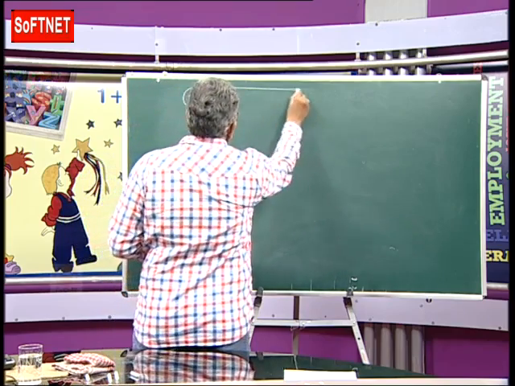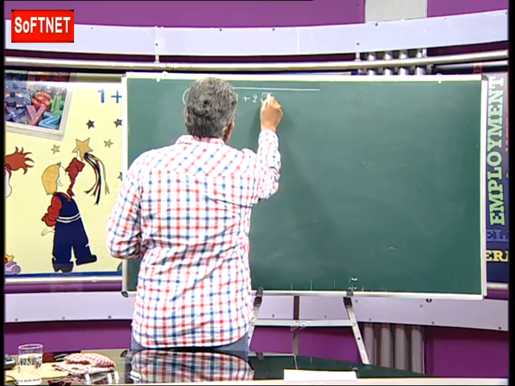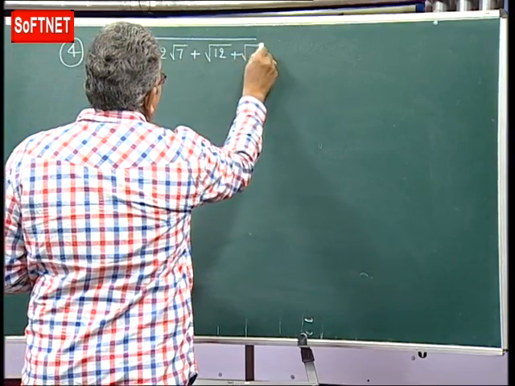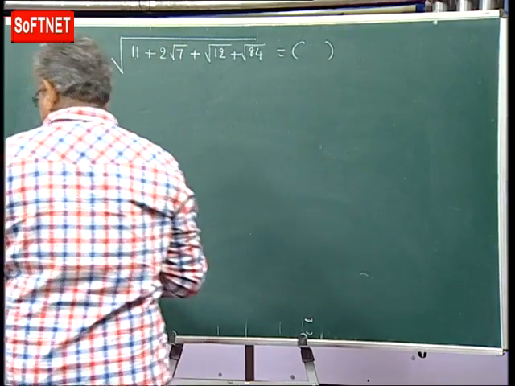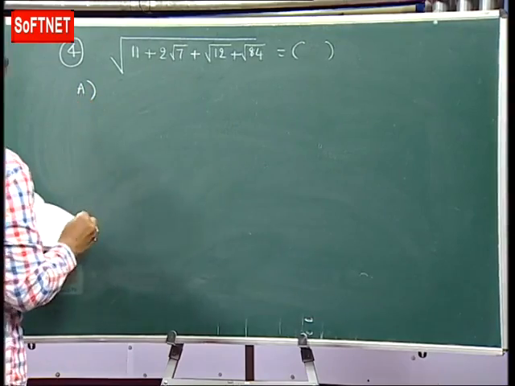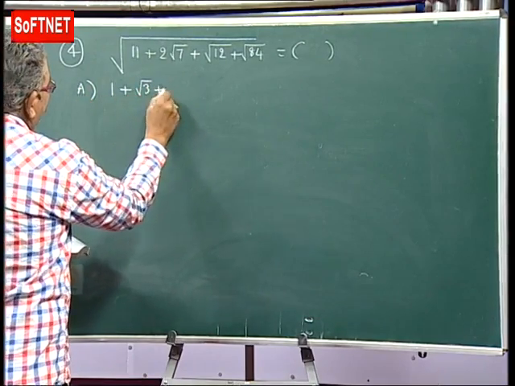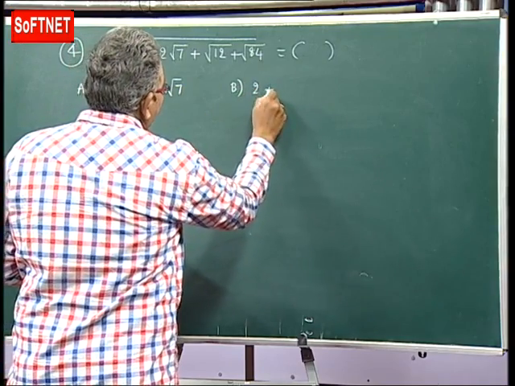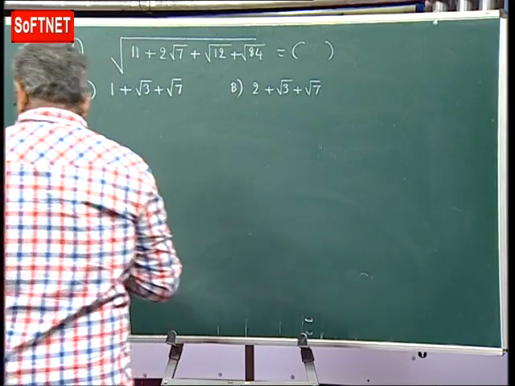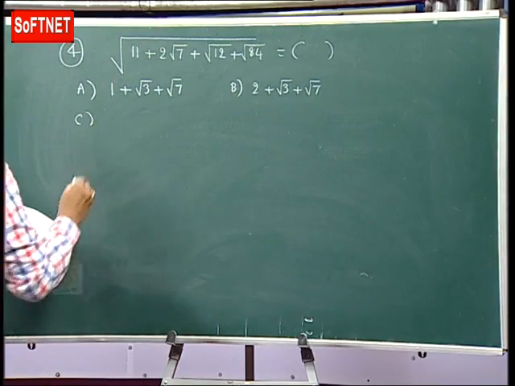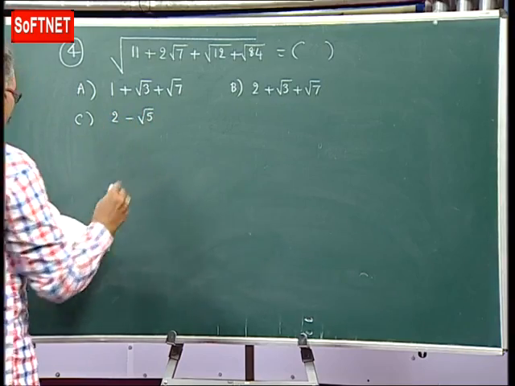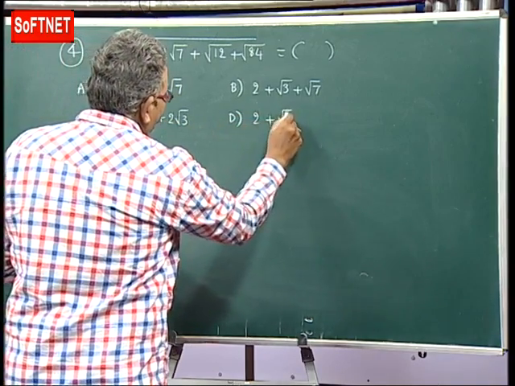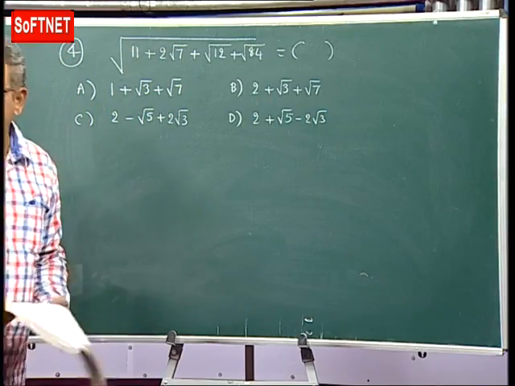Square root of 11 plus 2 root 7 plus root 12 plus root 84 equals to: A, 1 plus root 3 plus root 7; B, 2 plus root 3 plus root 7; C, 2 minus root 5 plus 2 root 3; D, 2 plus root 5 minus 2 root 3. This is the problem.